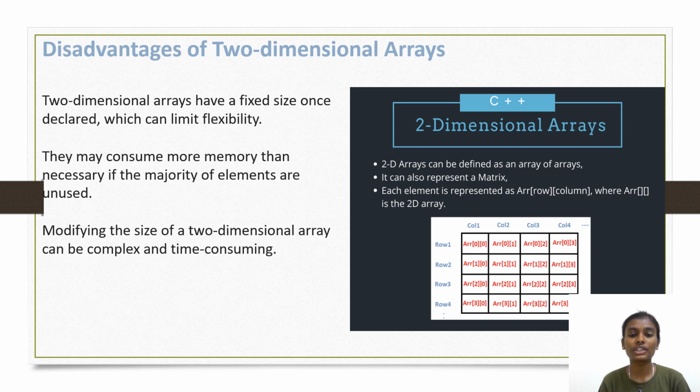Disadvantages of two-dimensional arrays: they have a fixed size once declared, which can limit flexibility. They may consume more memory than necessary if the majority of elements are unused. Modifying the size of two-dimensional arrays can be complex and time-consuming. A two-dimensional array can be defined as an array of arrays. It can also represent a matrix. Each element is represented as a row and column, where each row is a 1D array.